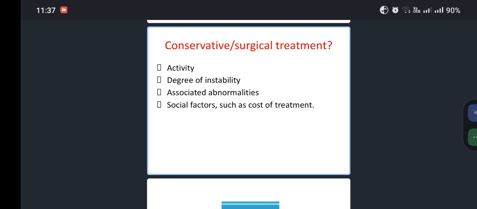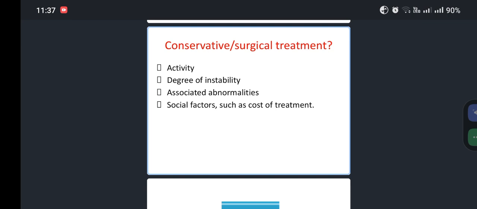So grade 1 and grade 2 ACL tears require only conservative physiotherapy management, and grade 3 and grade 4 require arthroscopic repair or open repair of the ACL tear. The next factor is associated abnormalities.